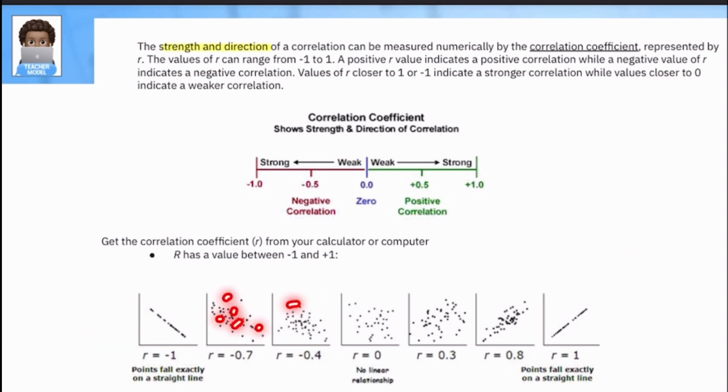The more spaced out our points are, the closer they approach to zero, which means there's no relationship at all. And that's what we're going to look for here. Like, do they make a straight line, or are they all over the place? And the way we're going to do that again is by using our graphing calculators. And again, I have mine here on the side to show you.